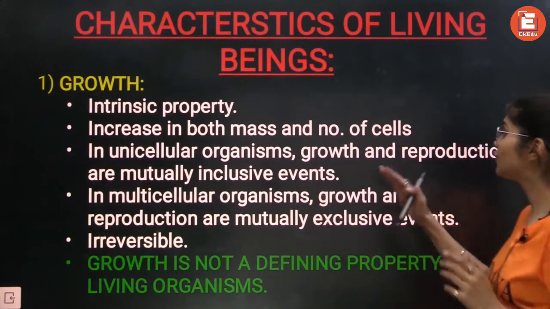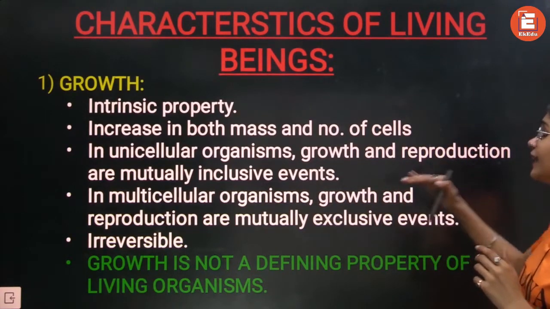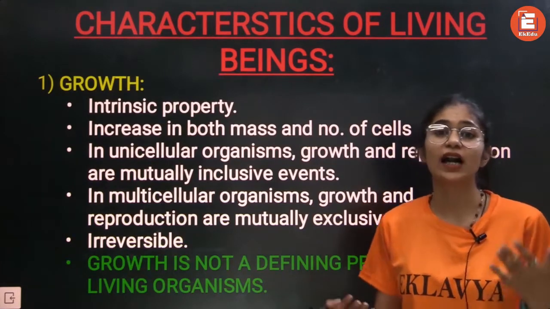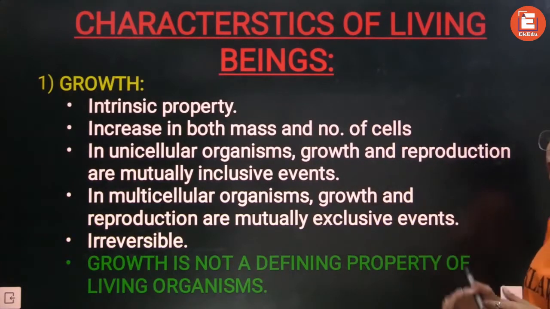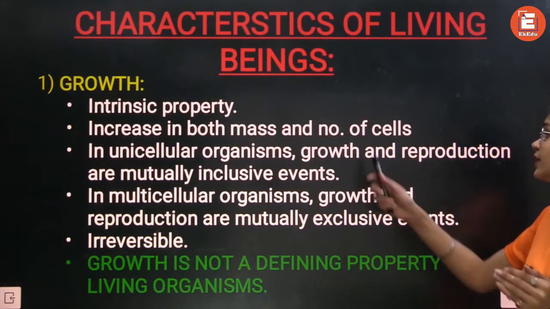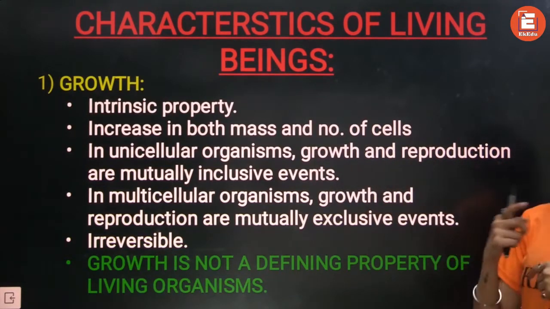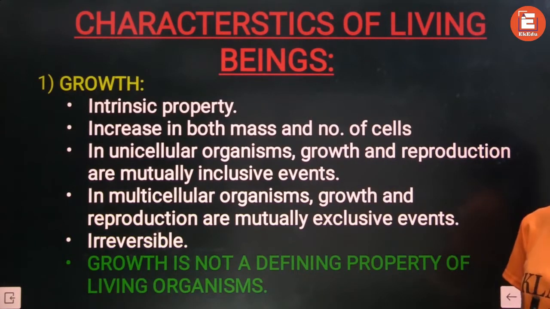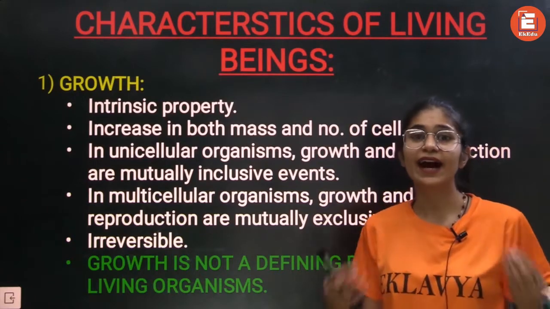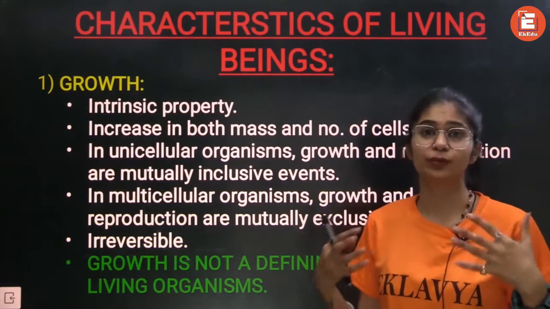Other than that, unicellular organisms have only one cell, so there's no division of the cell unless we're talking about reproduction in that organism. So in unicellular organisms, growth is interrelated with reproduction, because unicellular organisms only divide their cells when they need to reproduce.